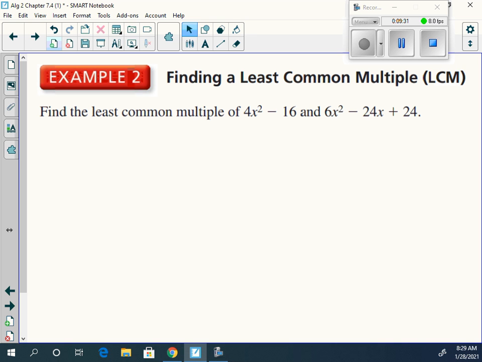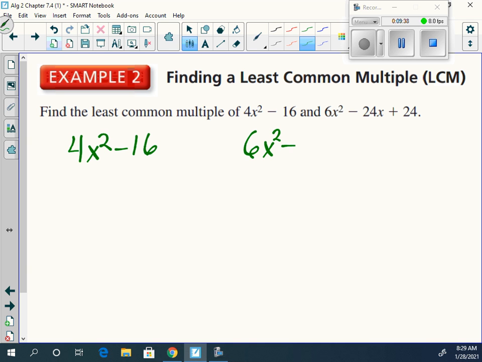So when we look at this here, we want to find the least common multiple of 4x squared minus 16 and 6x squared minus 24x plus 24. Now, before we start searching and hunting for the least common multiple, we need to factor these. We need to factor both of these down as simplified as we can get them. Because once we factor them all the way down, it's going to be easier to see what the least common multiple is going to be.